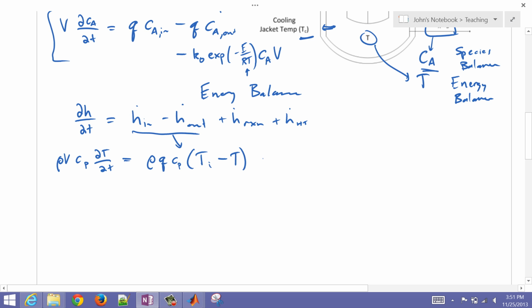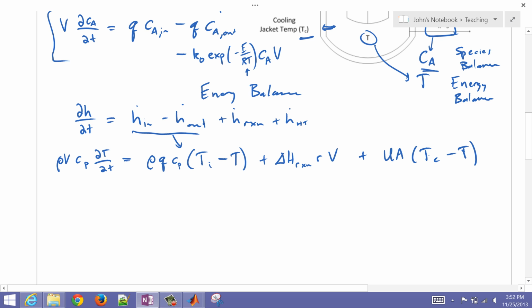So let's go ahead and do the reaction as well now. That's going to be plus delta H of my reaction times the rate of the reaction times the volume. And then I also have my UA, and then it's going to be temperature of the cooling jacket minus temperature.